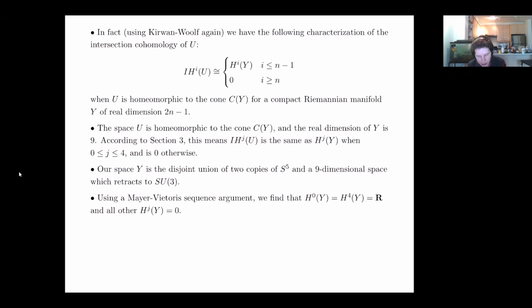So you could say that the space Y is the disjoint union of two copies of the 5-sphere and a 9-dimensional space which retracts to SU3. The space U is homeomorphic to the cone on Y. The real dimension of Y is 9.